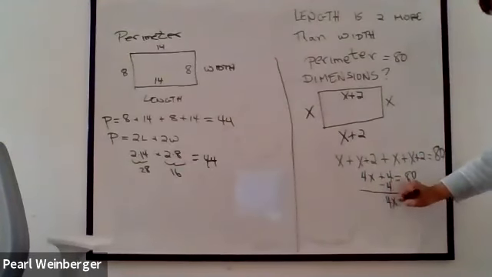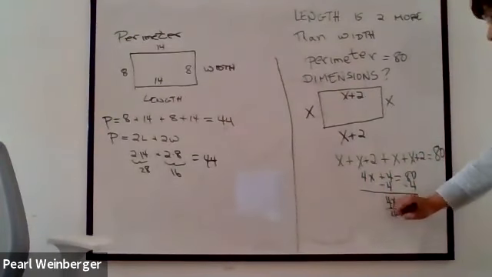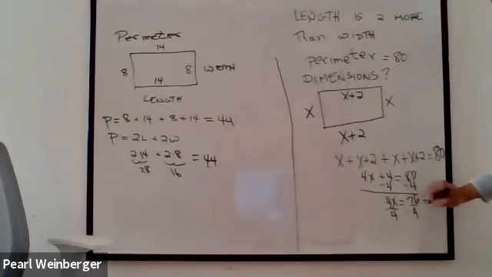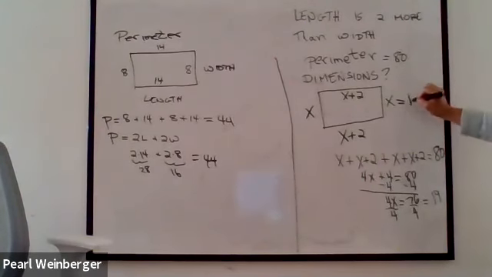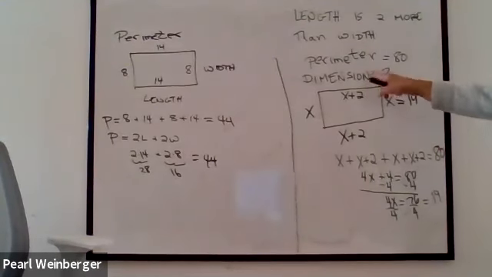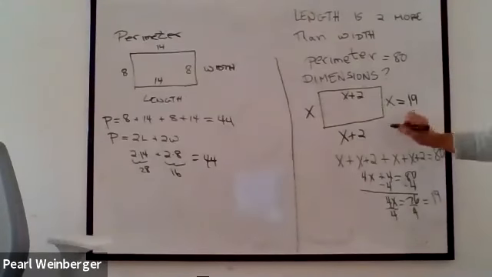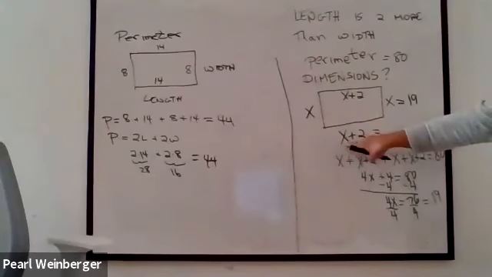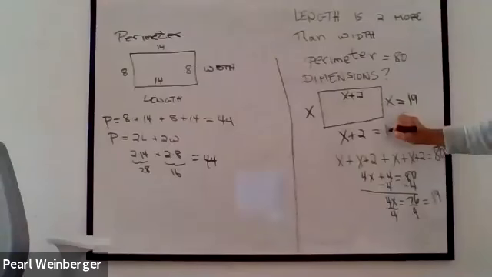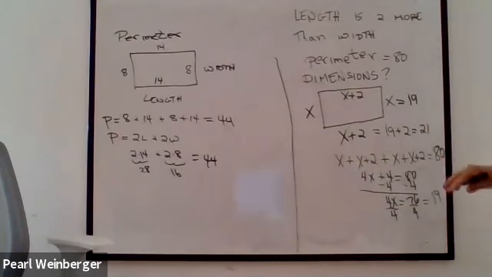4x equals 76. And when I divide by 4, 76 divided by 4 gives me 19. That tells me that the width is 19. Now I asked for the dimensions, which means not just the width, you want the length as well. I know that the length is x plus 2, and the x is 19, so it's 19 plus 2, which is 21. So the length of this is 21.